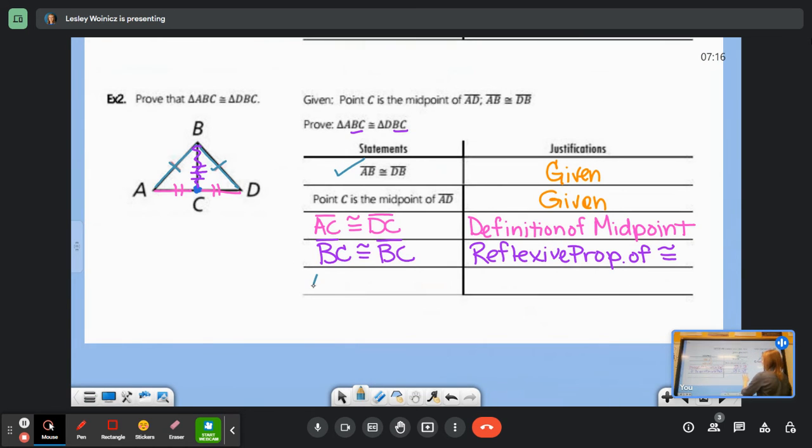So, triangle ABC is congruent to triangle DBC by side, side, side. Congruent.